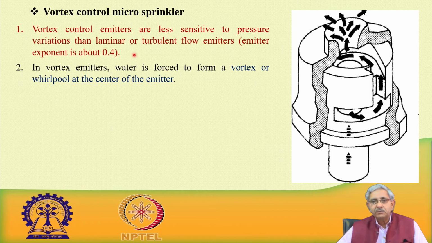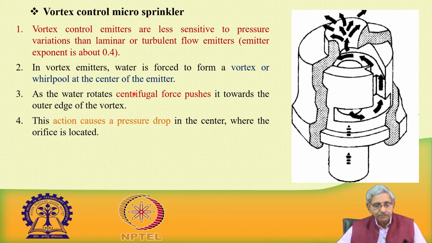control micro sprinkler, is given by discharge Q equal to K_d into P to the power x. P is the operating pressure, K_d is the coefficient of discharge, and x is the exponent. So, here when we are talking about vortex flow, x is 0.4.